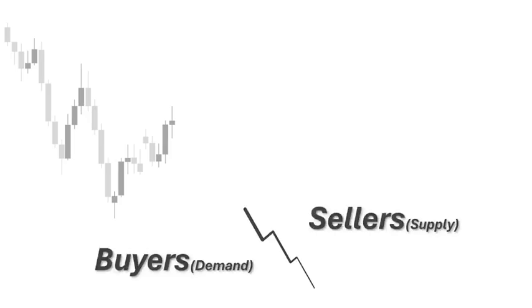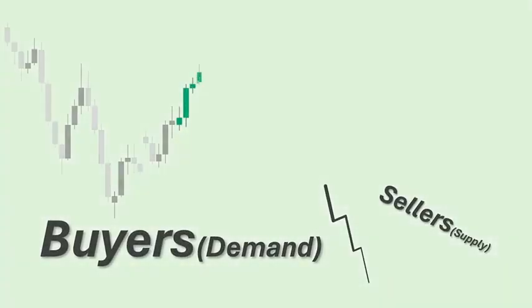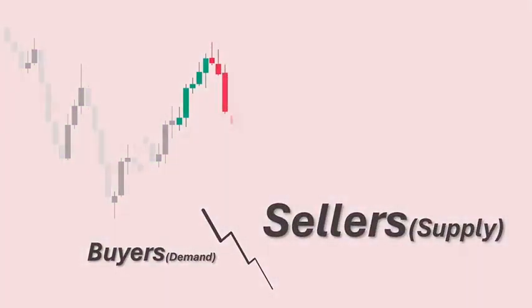Let's begin with the basics. In trading, every price movement is driven by one simple force, the balance between buyers and sellers. When demand is higher than supply, price goes up, because buyers are forced to accept higher prices. On the contrary, when supply is higher than demand, price goes down, because sellers are forced to accept lower prices.